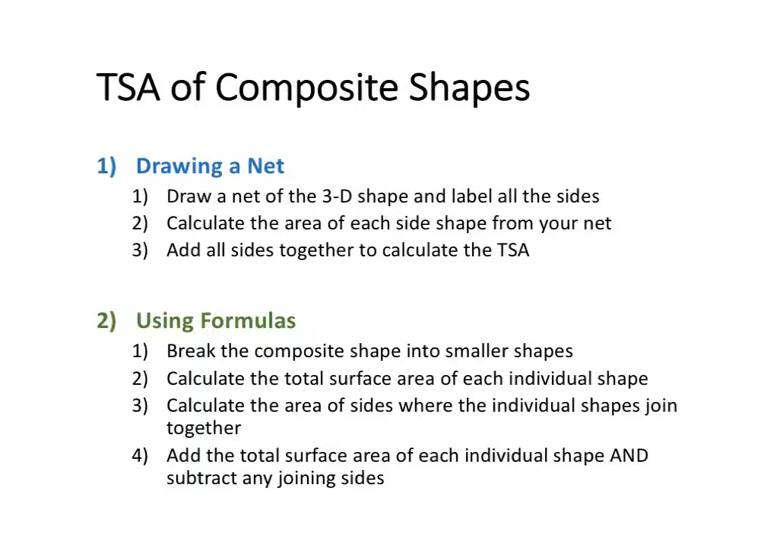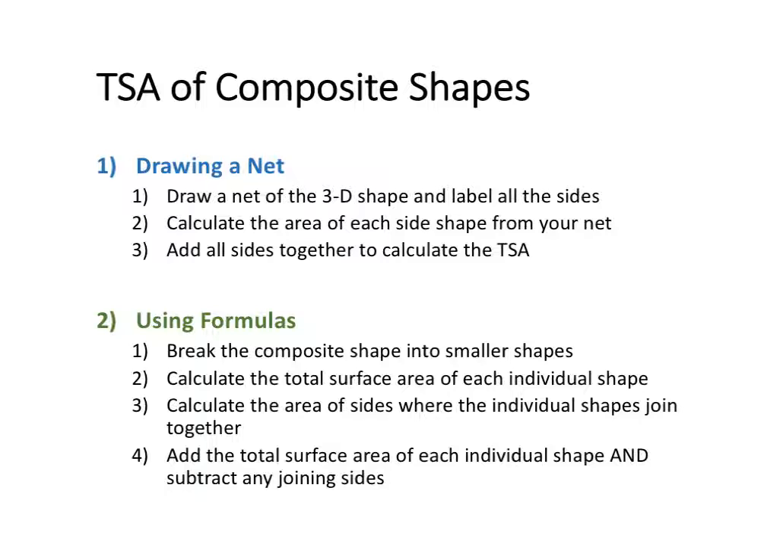The first one is drawing a net, which consists of the individual sides that are present within the composite shape, calculating the area of each of those shapes that make up the composite shape, and then adding all of those shapes together to find the total surface area. The second method is by using formulas that you know for total surface area of 3D shapes.